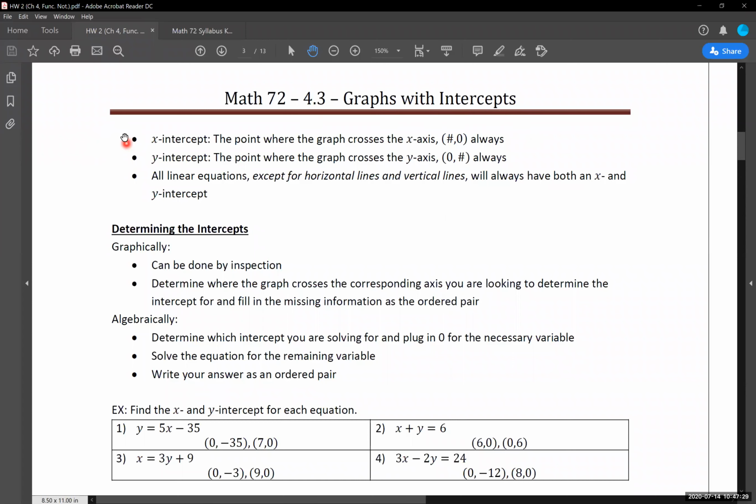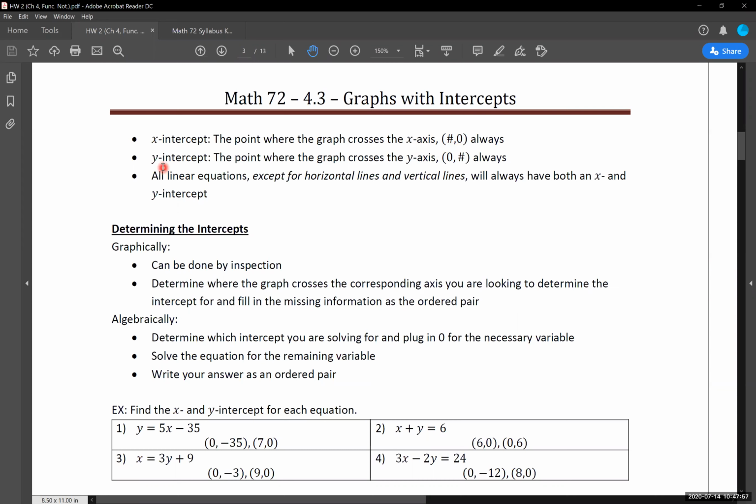Our definition of the x-intercept is the point where the graph crosses the x-axis. This point is always going to have a y value of 0, because again, it's where it's crossing the x-axis. The y value at the x-axis is always going to be 0. The x value could be any number. It could be positive, negative, 0, a fraction, a decimal, whatever it may be.